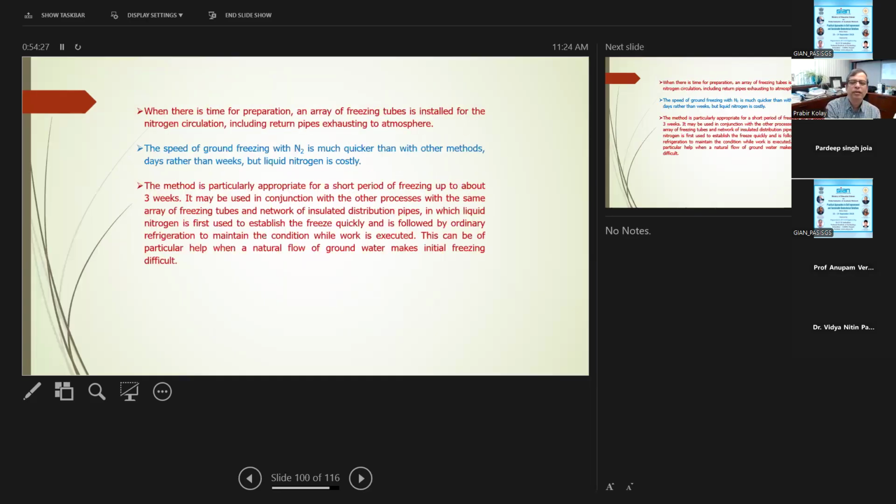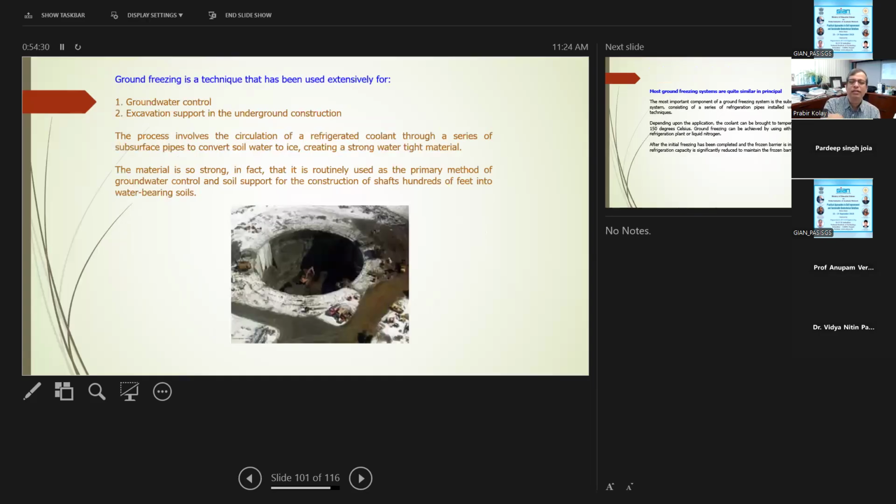I'm not going to go into detail. Here are some of the pictures. Again, ground freezing is a technique extensively used for ground control, groundwater control, and excavation support for underground construction. In underground construction, you just freeze the whole ground so it is not going to collapse. That's the idea. As I mentioned, you can find several pictures in Geotech Tools.